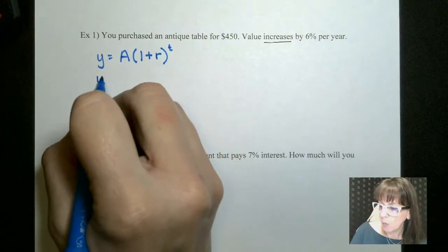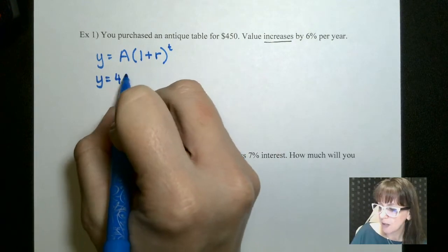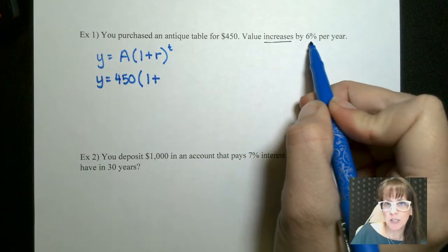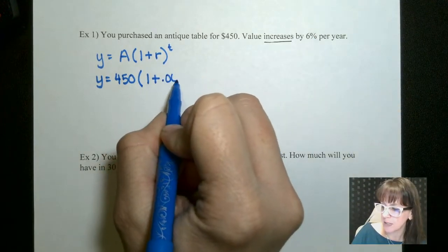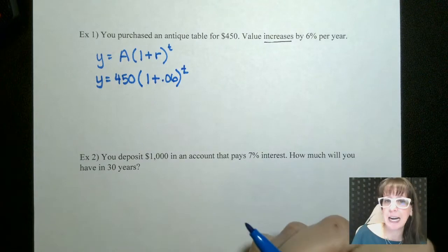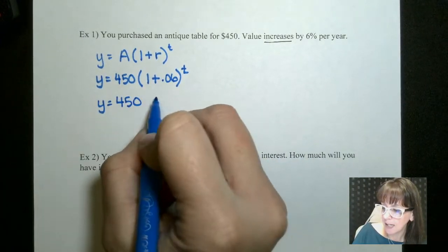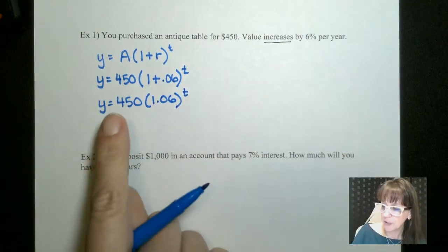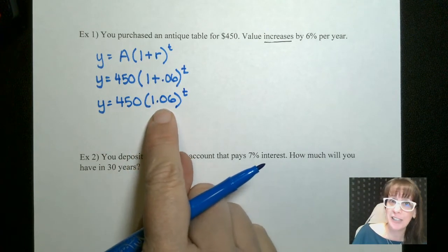It would be y equals our starting amount is A, and our starting amount is $450. And then we have 1 plus our rate, and it's 6%. Remember to turn this into a decimal. So 2 dots, 2 spots, 0.06. And then T is our time in years. So y equals 450 times 1.06, because after 1 year, your table is not only worth $450, it's also worth the 6% on top of that.